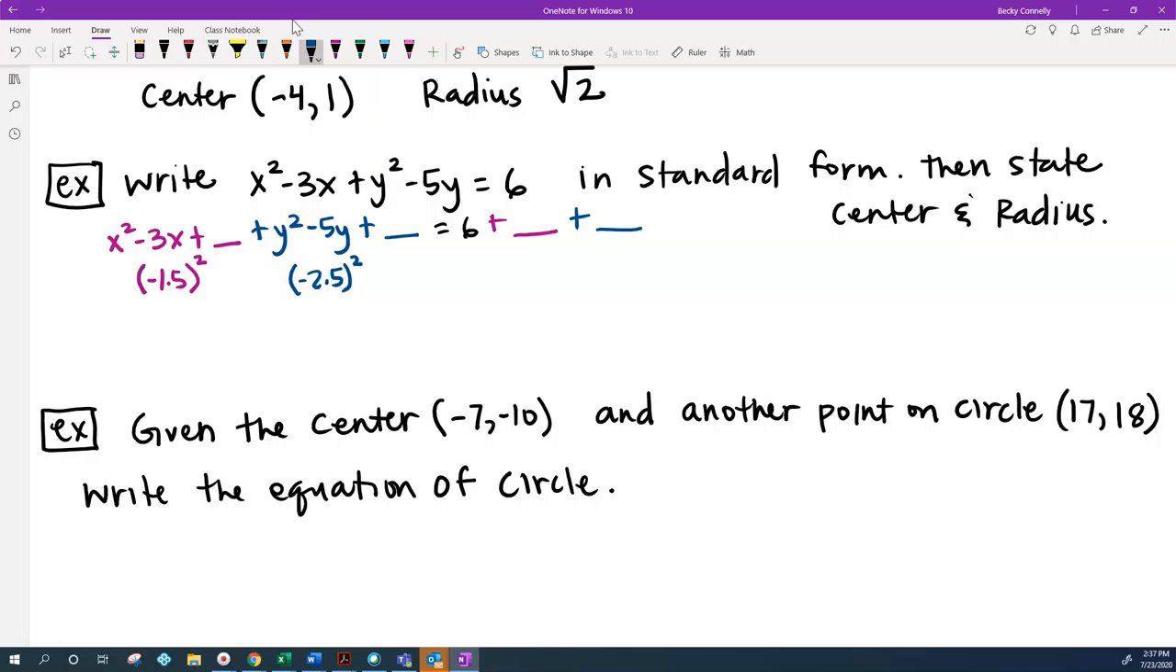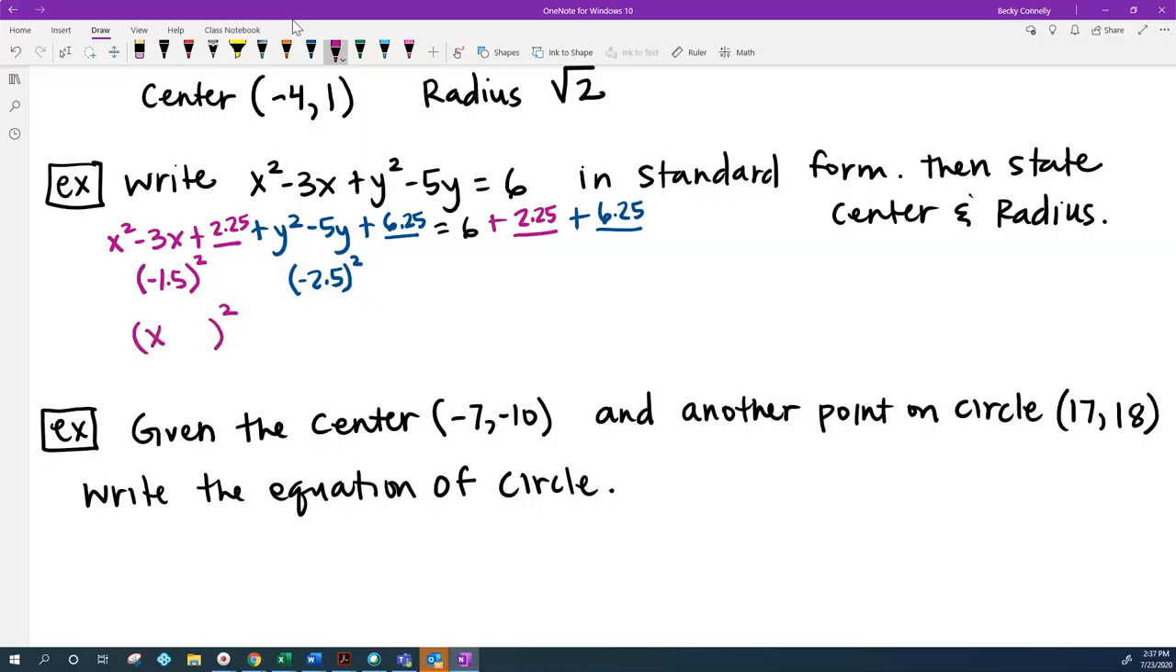All right, so when I take -1.5 and I square it, I get 2.25. I'll put that in both of those there. And then when I take -2.5 and I square it, I get 6.25. Okay, so then this next line, I'm going to rewrite my purple part so that it's written in the form that I want it in, right?